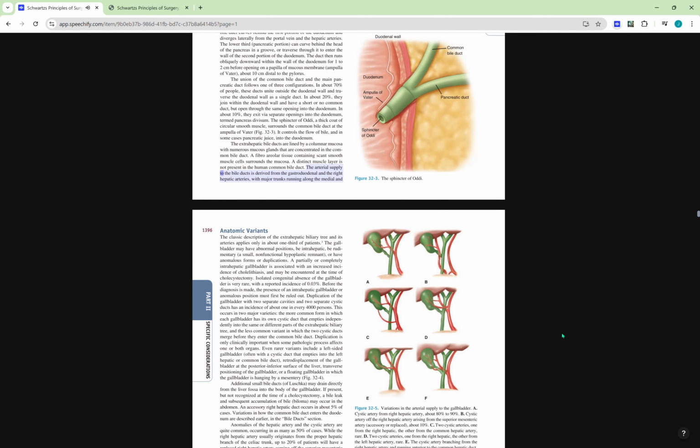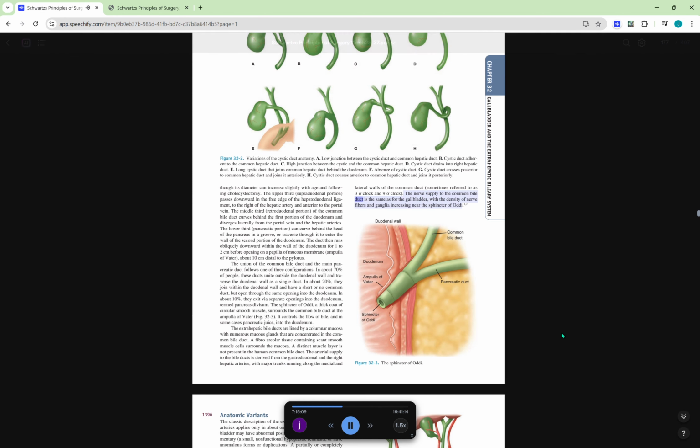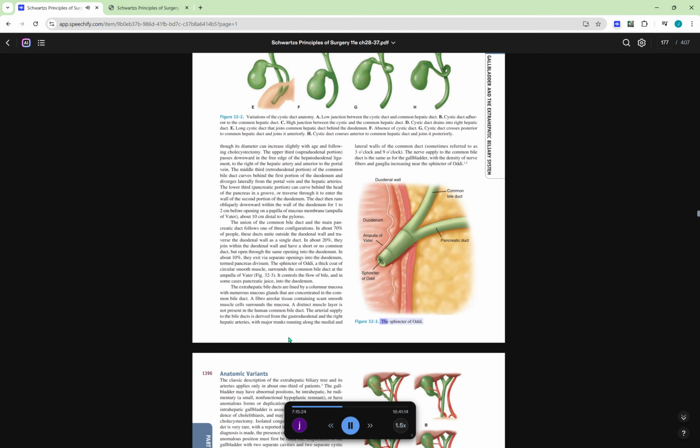The arterial supply to the bile ducts is derived from the gastroduodenal and the right hepatic arteries, with major trunks running along the medial and lateral walls of the common duct. The nerve supply to the common bile duct is the same as for the gallbladder, with the density of nerve fibers and ganglia increasing near the sphincter of Oddi. Figure: the sphincter of Oddi, anatomic variants.